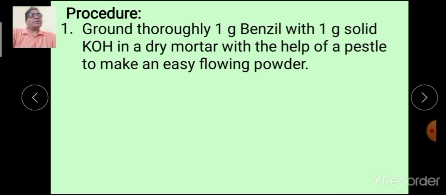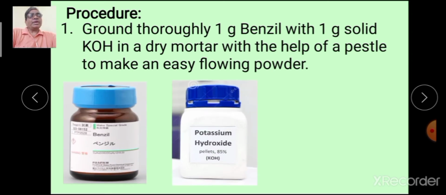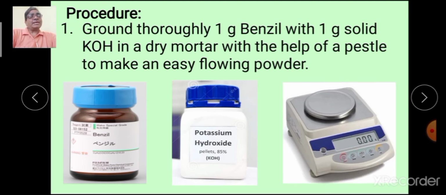What we have to take? We have to take 1 gram of Benzil. This is the Benzil, and KOH, that is the potassium hydroxide pellets. Using the balance, weigh 1 gram of Benzil using a watch glass, then another 1 gram of potassium hydroxide using again a watch glass, and mix thoroughly and then grind.